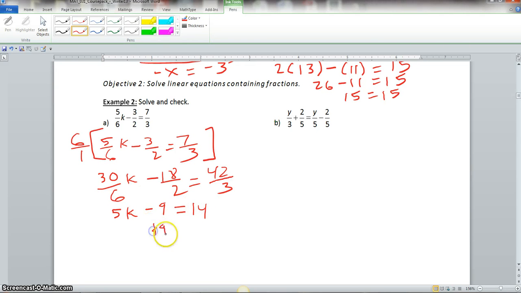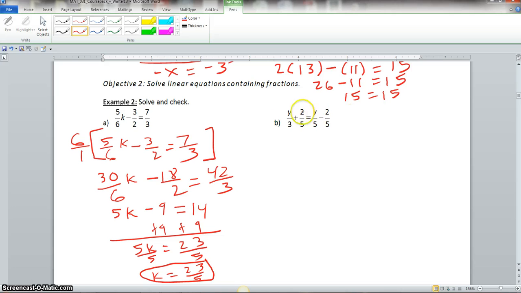So now we will add 9 to both sides, and we will have 5k is equal to 23. We will divide each side by 5, and k is equal to 23 over 5. Okay, now we go to B.